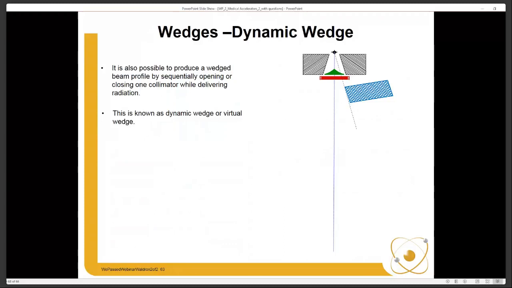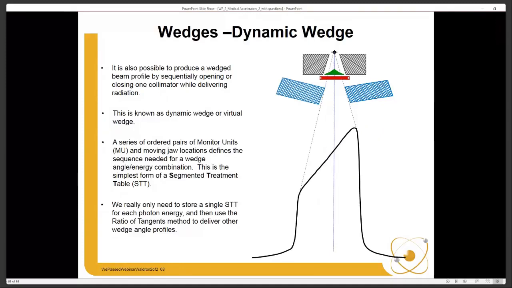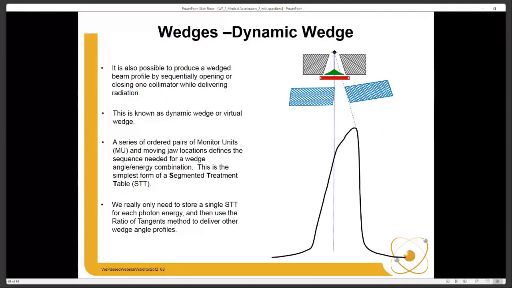Another way to obtain wedge distributions is with what's called a dynamic wedge. Here, we just move one of the photon jaws sequentially as we deliver the beam. And I have a very good quality profile here on the right. As I move this jaw and deliver some beam, you can see that basically what I'm doing is superimposing wider and wider and smaller jaw openings upon each other in order to produce a wedge distribution.